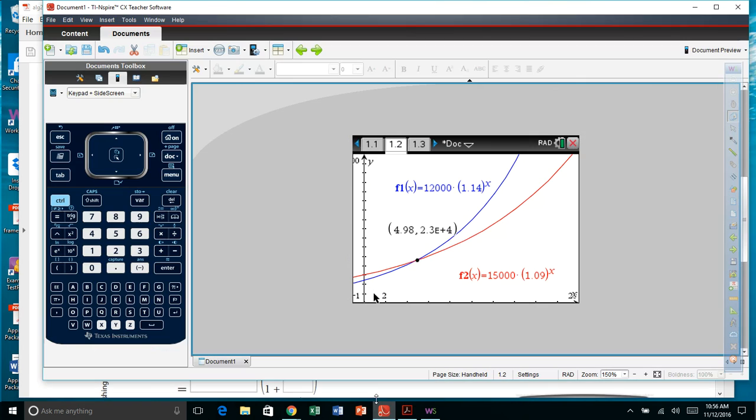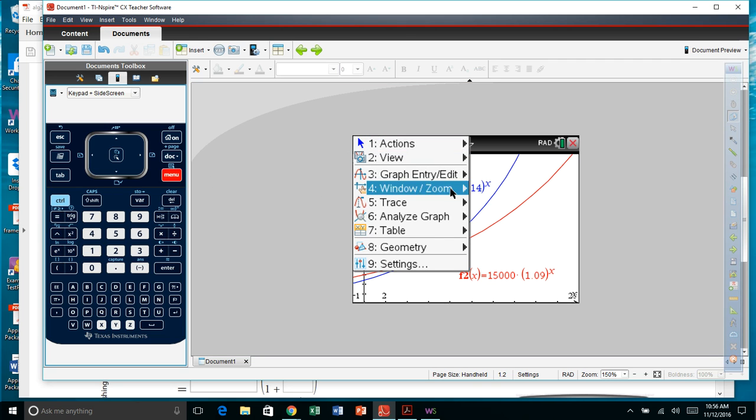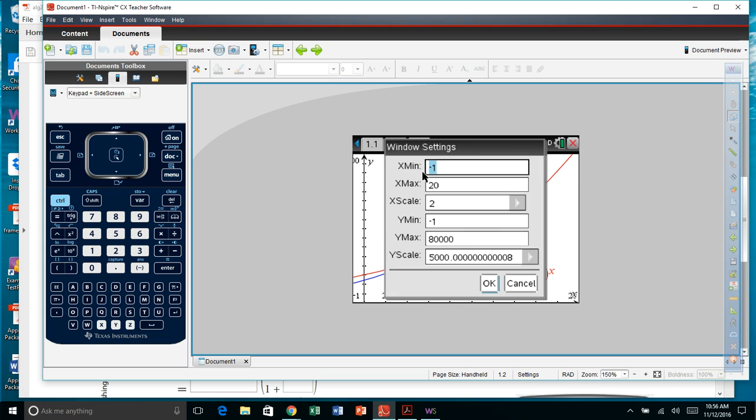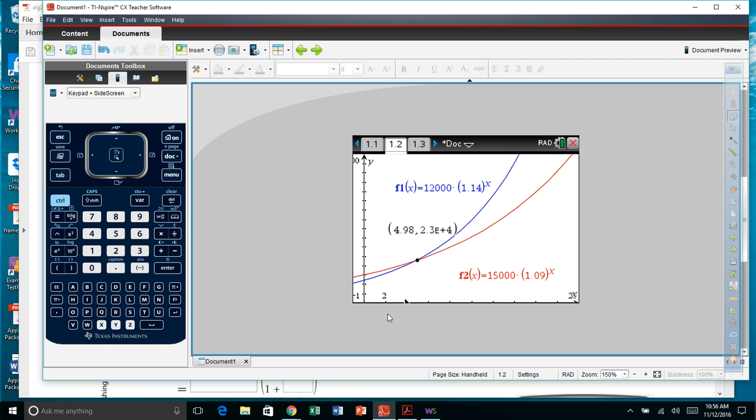It says use the trace function. I know an easier way. So here's the graph, this blue one here. And if you'll notice, menu 4, 1, I changed the settings. I put -1 for the min, 20 for the max, and an X scale of 2. For the Y min, I put -1 and 80,000 on a scale of 5,000. Okay, so I could take a look at it.